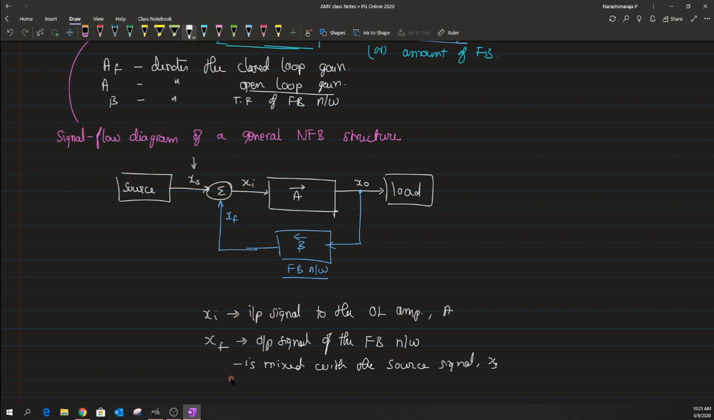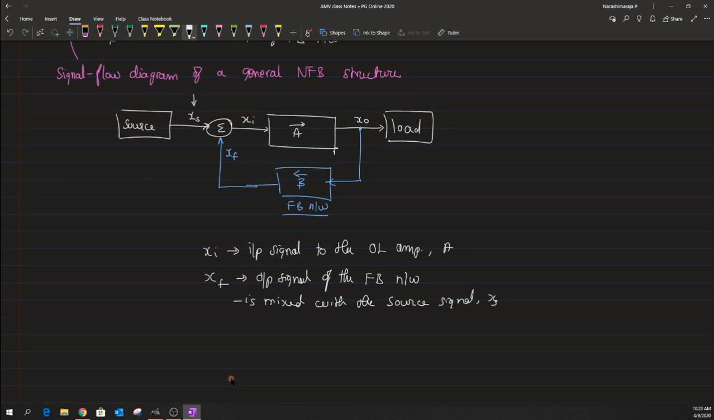Please ensure that you follow these notations, like what we really mean by the suffix of S, suffix of F and suffix of I. Each individual term will be utilized later while we design these amplifiers. Now, this signal Xi can be written as XS minus XF. In order to make this negative sign, I have to ensure that the summation adds and subtracts these signals. Hope that it is clear.